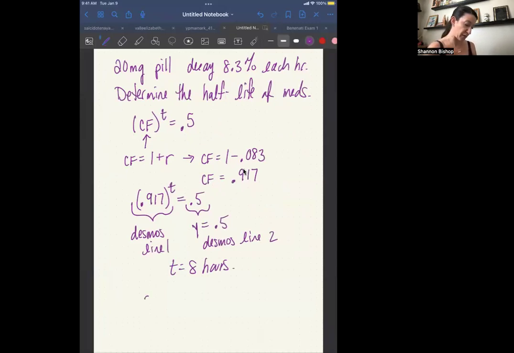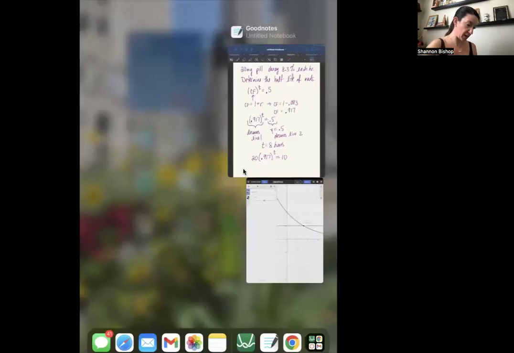Just for the record, you could set this up in all of its glory. The entire full exponential function would be 20 as the initial value times 0.917 to the power of t. If you set it up this way, you'd intersect it with exactly 10 milligrams, because 10 is exactly half of 20. That's another way to solve it.